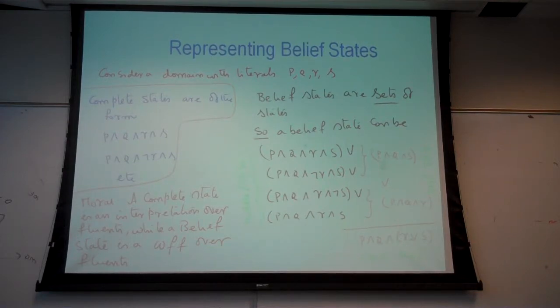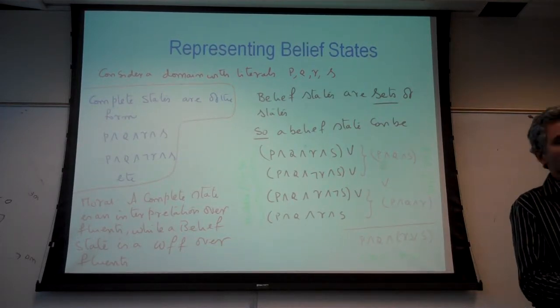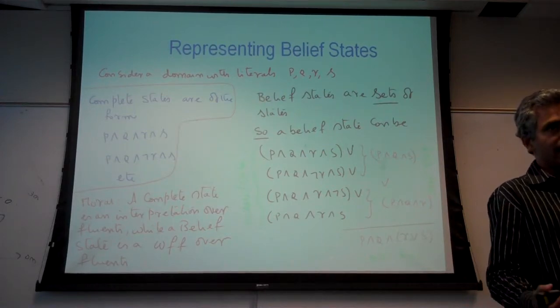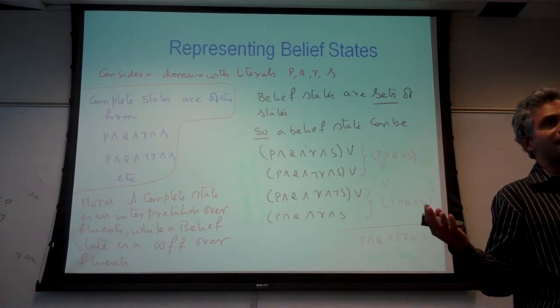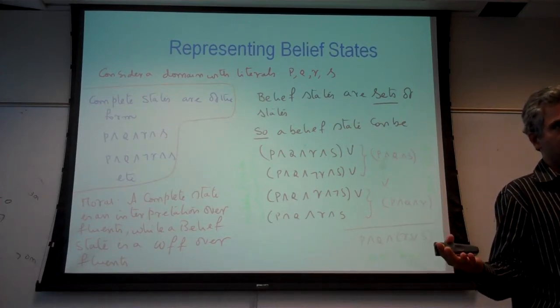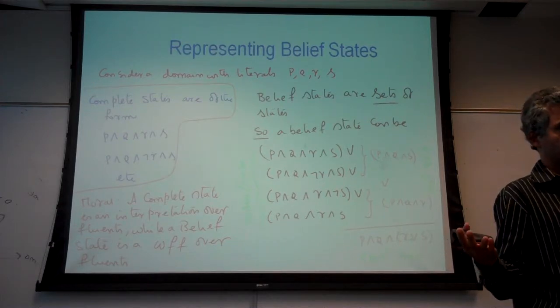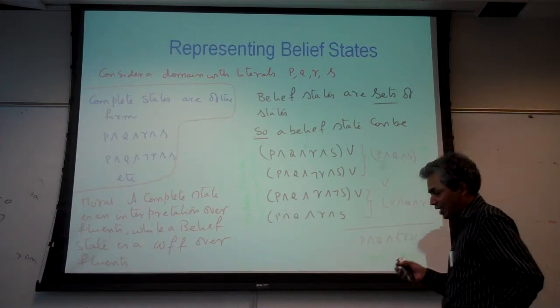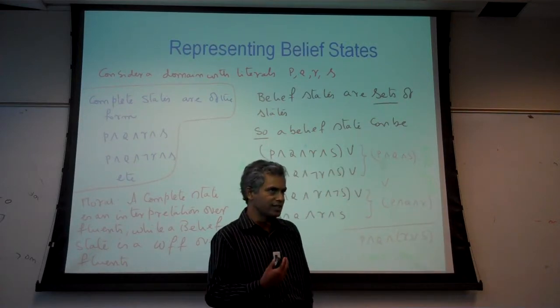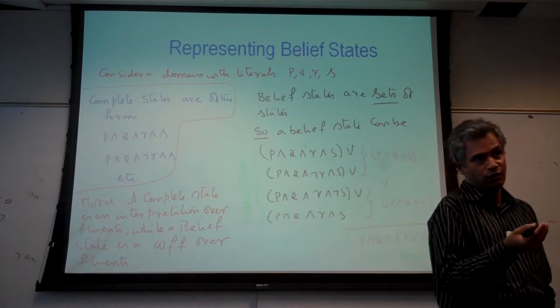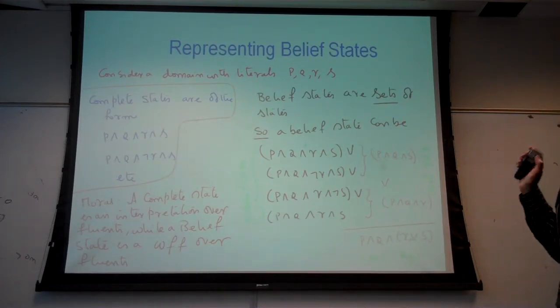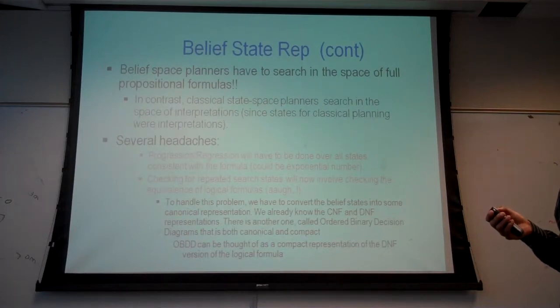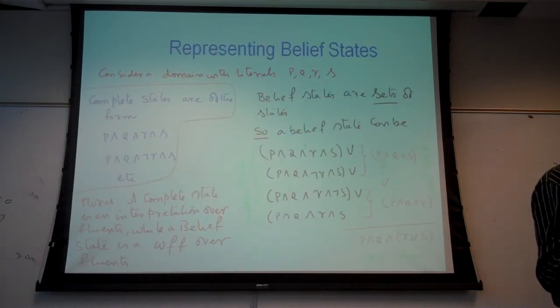If you want to do things like duplicate checking, previously you just had to check two complete states, which is very easy. Whereas to check if two propositional formulas are identical is a much harder problem. And that's where you want some canonical representations that might help you. First of all, you want some way of representing these propositional formulas, and the two obvious ones that you already heard of are CNF and DNF, which we can talk a little bit about.